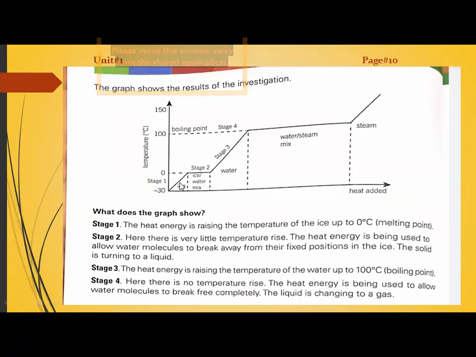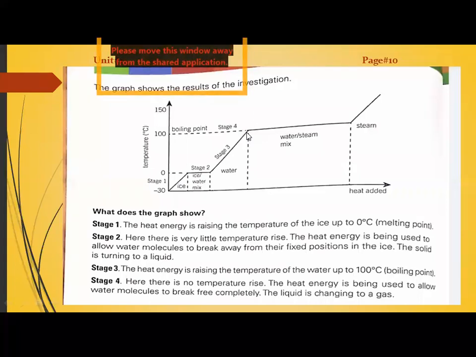If all the ice melts, then its temperature will rise until it reaches 100 degrees centigrade, and at 100 degrees centigrade it will start boiling. It will keep boiling until all the water molecules are converted into steam. If it is all converted into steam, then its temperature will rise again, increasing from 100 degrees centigrade.